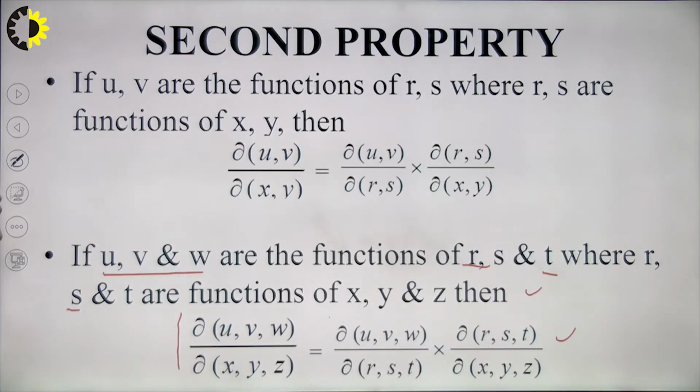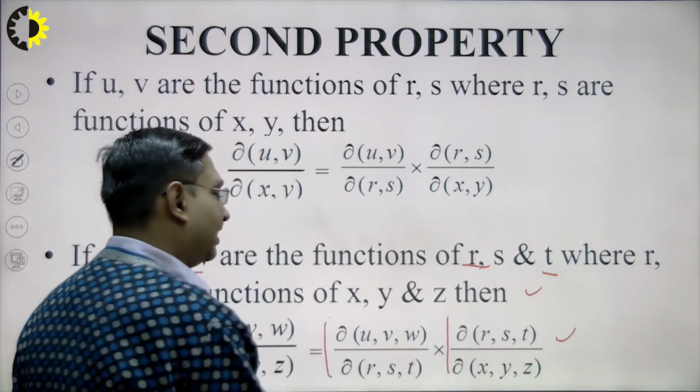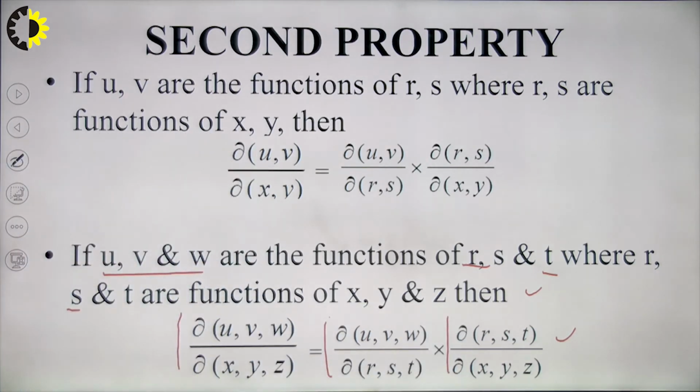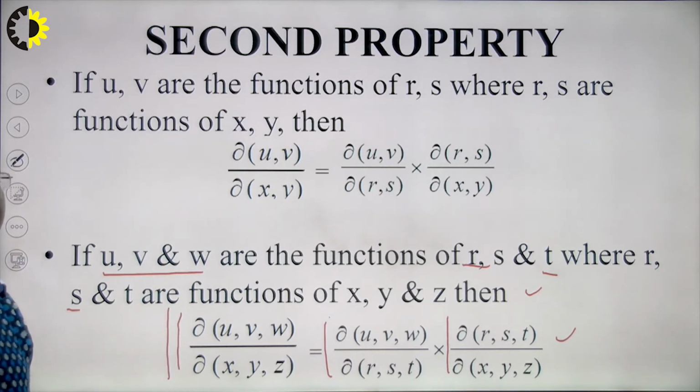Thus, I shall first find this Jacobian, then find this Jacobian, and multiplying these two, I can obtain the value of this Jacobian del u v w over del x y z. The property can be generalized to more number of variables also.